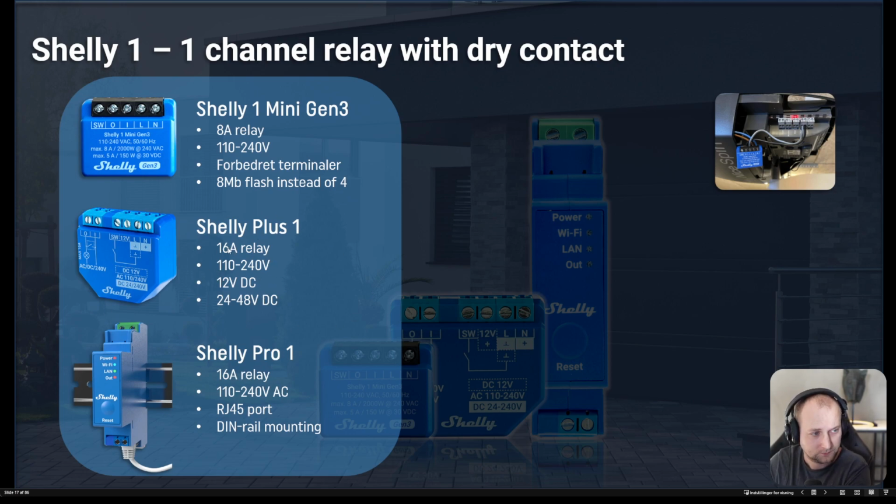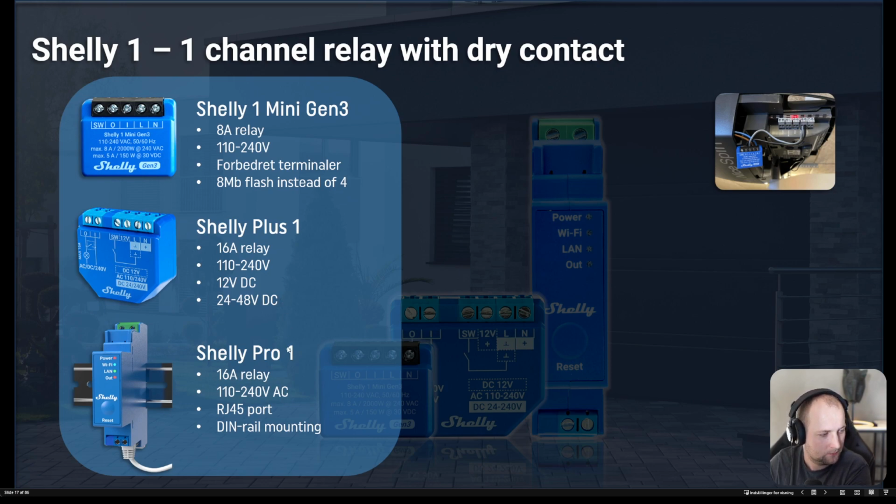All right. The Shelly Plus 1 has the 16 amp relay. It can also be powered with more different voltages. So like mains AC, 110 to 240 volt AC. It can also be powered by 12 volt DC. Note that this is the only device we have that can be powered by 12 volt DC at the moment. It can also be powered by 24 to 48 volt DC.